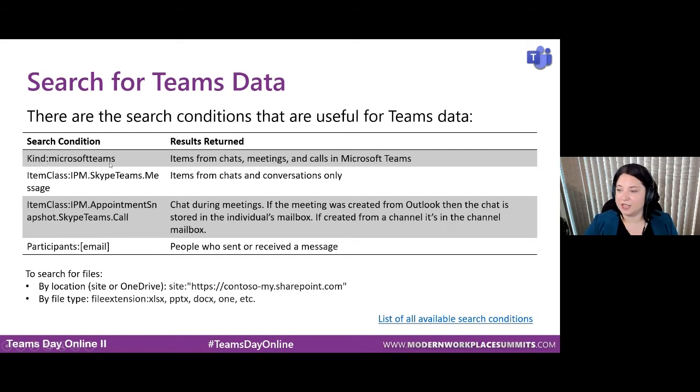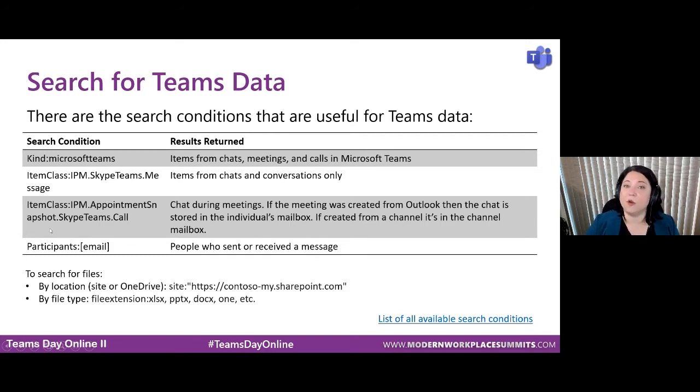kind:\Microsoft Teams. That's going to return everything from chats, meetings, and calls, which are if you're in the chat and you call somebody. But in this case, we knew that it didn't happen in a meeting or a call. We could tell it was a one-on-one chat. So in that case, we used the search condition item class ipm.skypeteams.message, because that brings back items from only chats and conversations. So only the Teams messages.